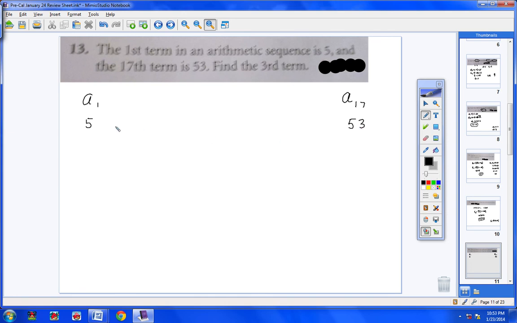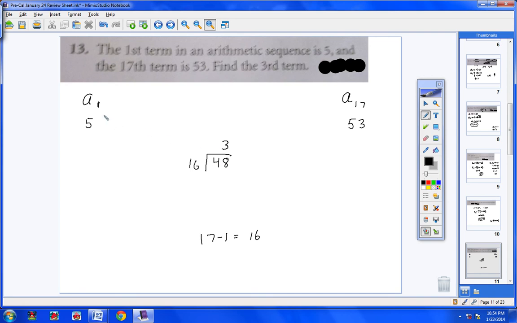Now the difference between 5 and 53 is 48, correct? If I took 5 and I added 48, I would get 53. So the difference between these two numbers is 48. Now, that's a really big gap. I'm going from the first term to the 17th term. But what if I said to myself, hold it, from the first term to the 17th term, 17 minus 1 is 16. What if I take this really big difference and I divide it by 16? Because remember, from term 1 to term 17, there's 16 gaps through here. If I divide by 16, I'll get 3. And that tells me what the common difference is.